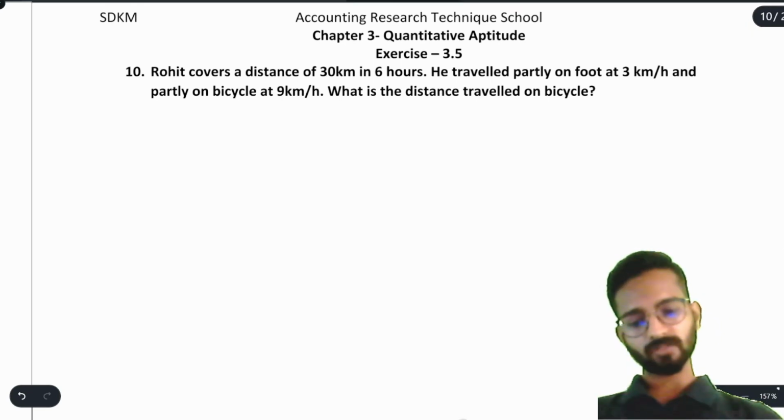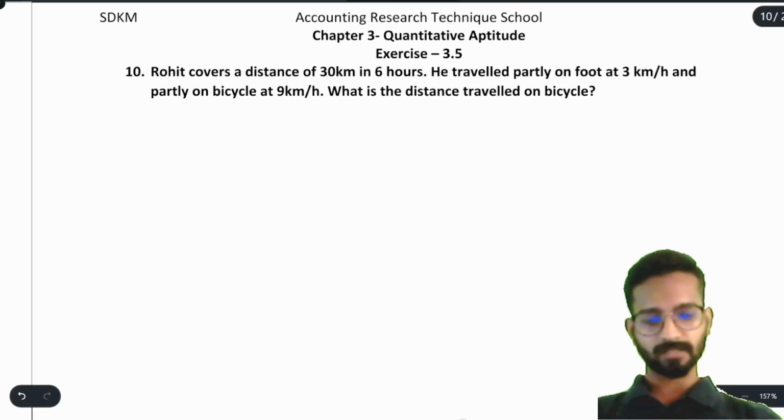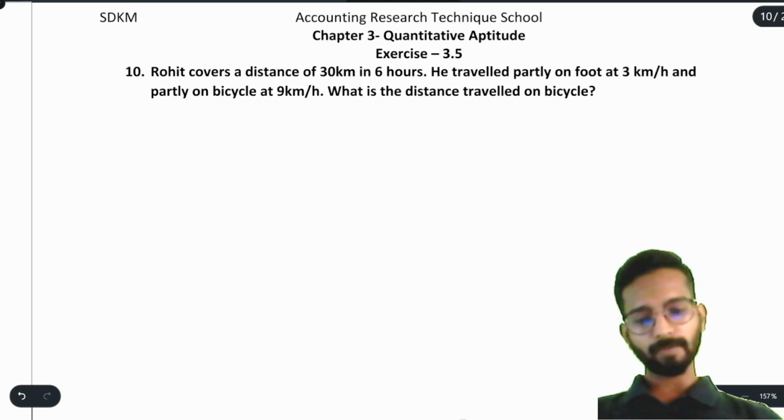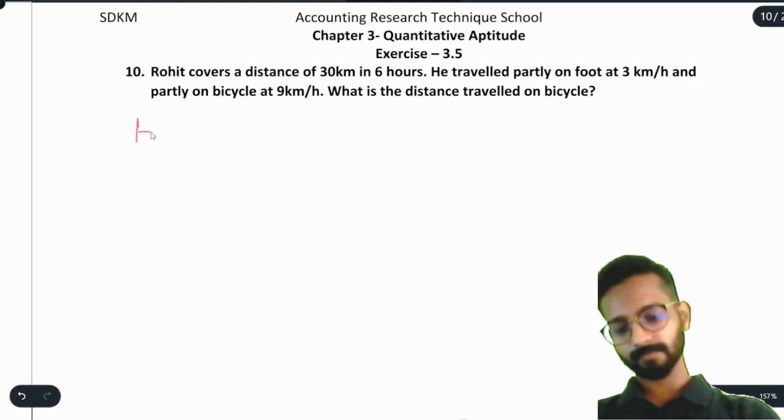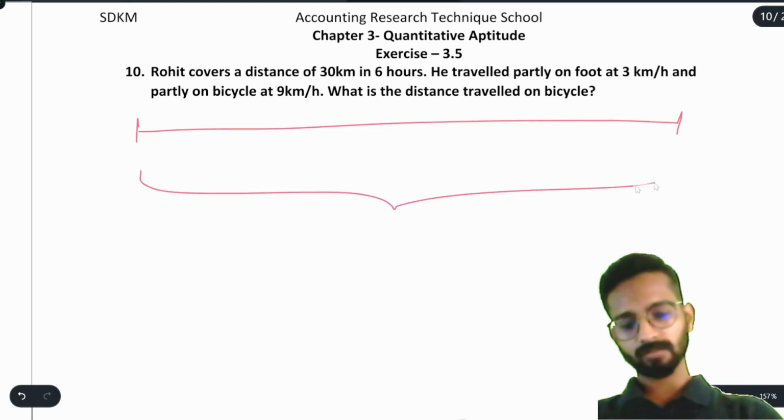Rohit covers a distance of 30 kilometers in 6 hours. He travelled partly on foot at 3 kilometers per hour and partly on bicycle at 9 kilometers per hour. What is the distance travelled on bicycle? See, understand from the number line. Total distance travelled is how much? Total distance travelled is 30 kilometers. How much time did it take? It took a time of 6 hours.